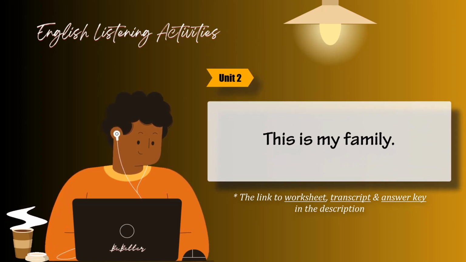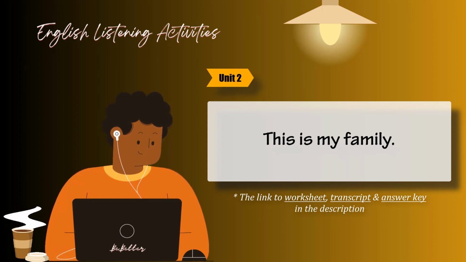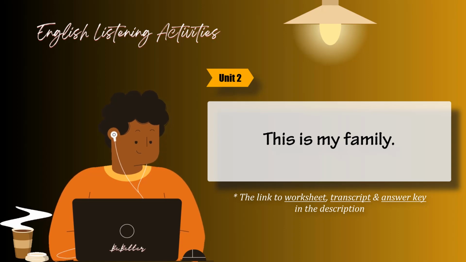Unit 2. This is my family. Task 2. Listen. How is the speaker related to each person? Circle the correct answer. Then listen again and check your answers.